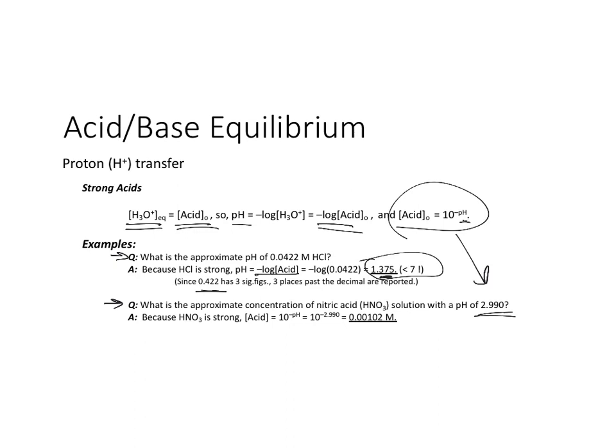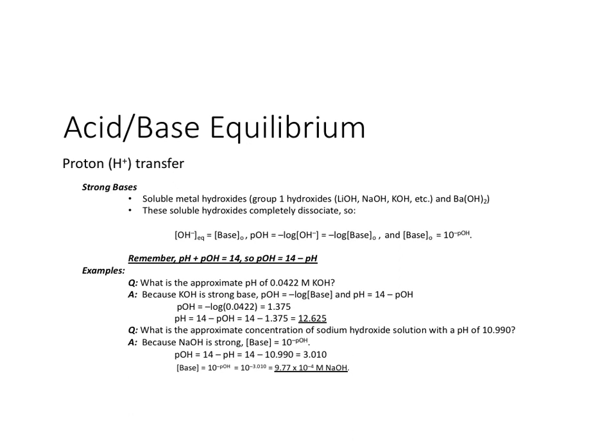If I know pH, I can calculate acid concentration. So the acid concentration is going to be 10 to the negative pH, or 10 to the negative 2.99, and so we're going to have 0.00102 molar nitric acid, or 1.02 times 10 to the negative third molar nitric acid. So again, if I know the concentration, I can calculate pH. If I know pH, I can calculate the concentration.